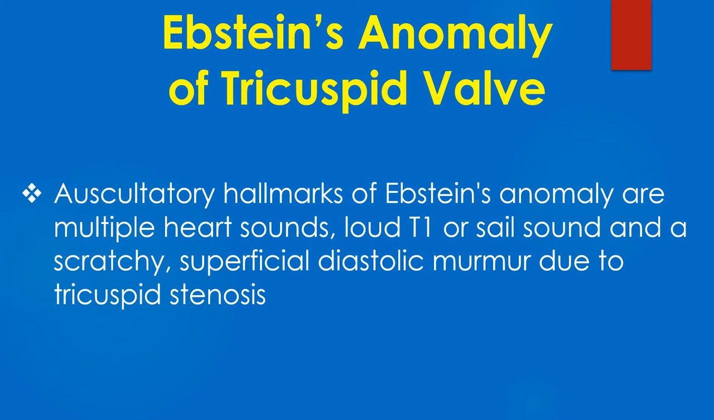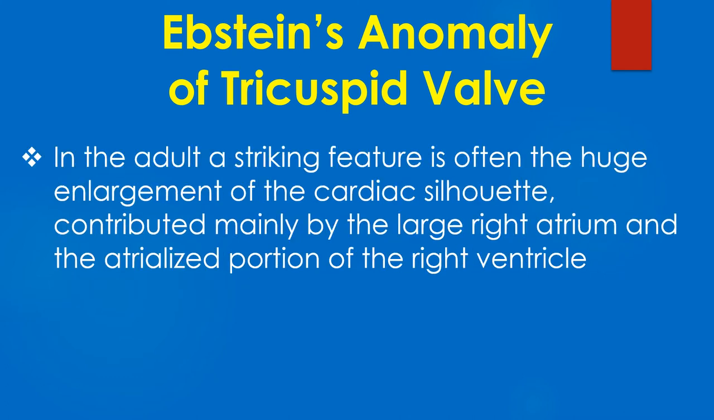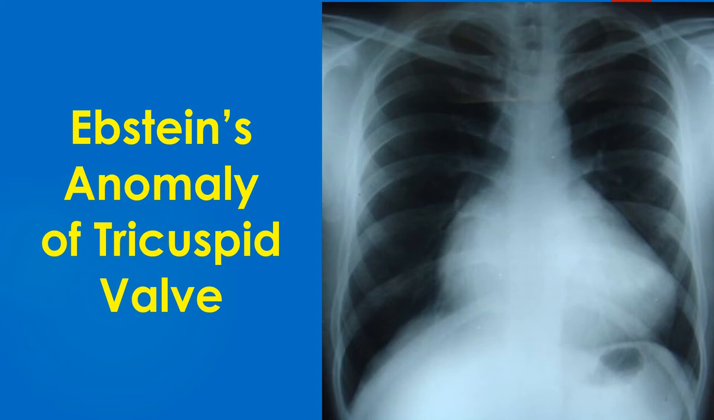due to tricuspid stenosis. In the adult, a striking feature is often the huge enlargement of the cardiac silhouette, contributed mainly by the large right atrium and the atrialized portion of the right ventricle. This X-ray from a person with Ebstein's anomaly shows cardiomegaly which is not so huge and right atrial enlargement.